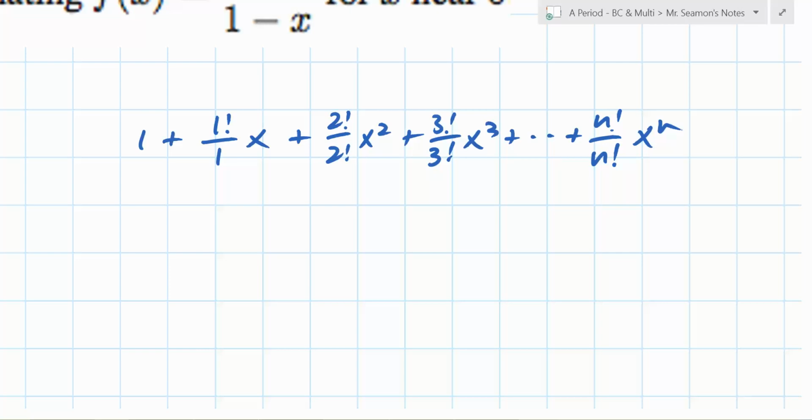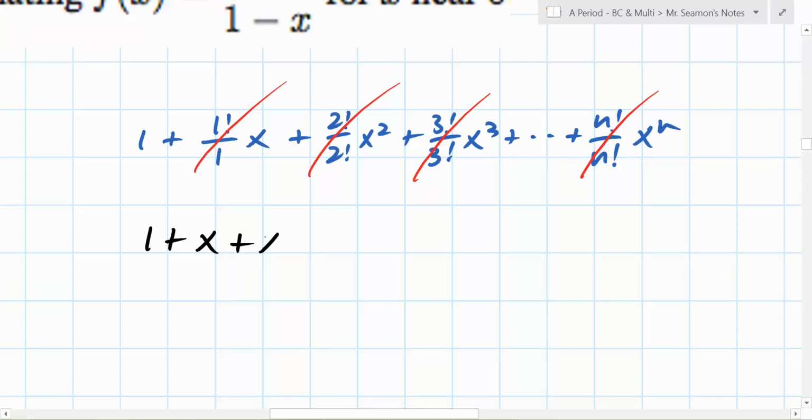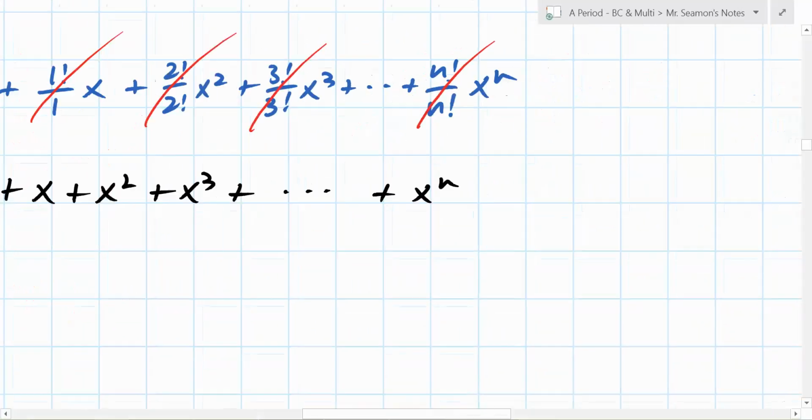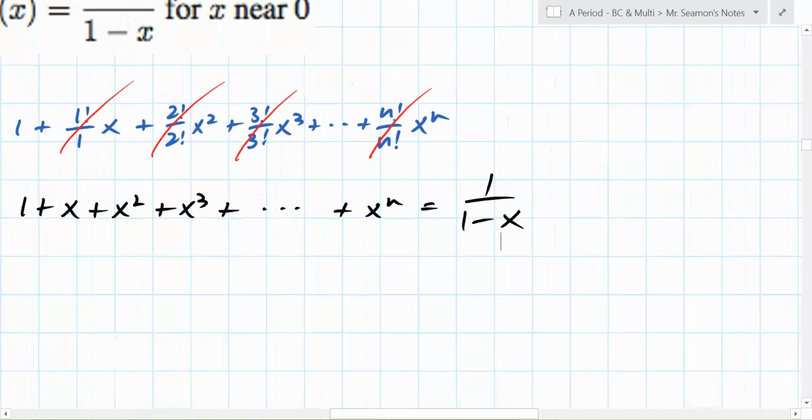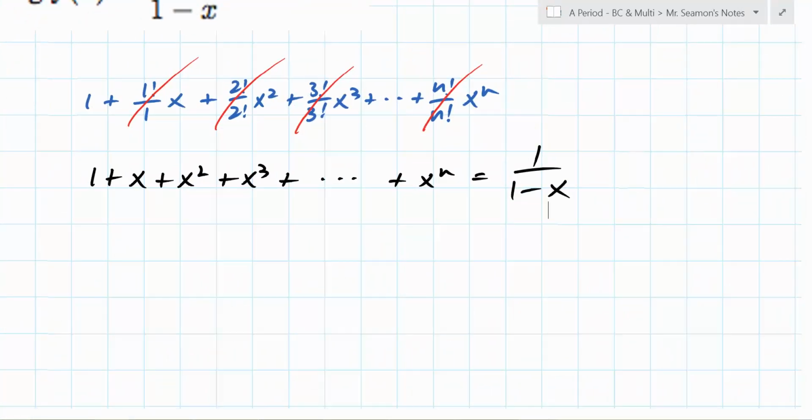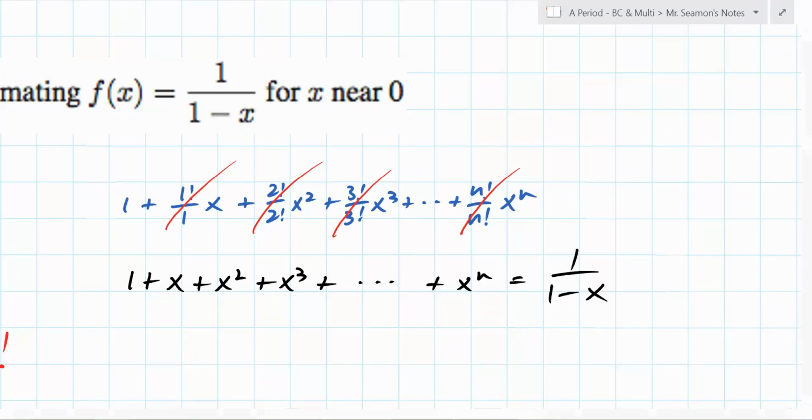What cancels? A whole lot of stuff, right? Yay, they go away. So what are you left with? 1 plus, you end up with this thing, which is kind of cool, which is another way of writing what? 1 over 1 minus x. That's the original function that we did.